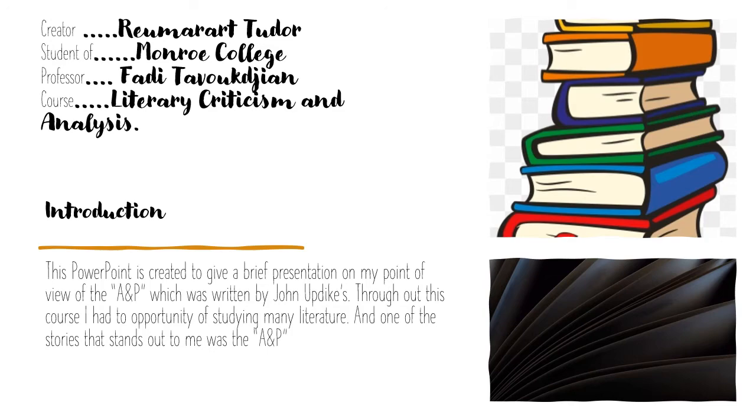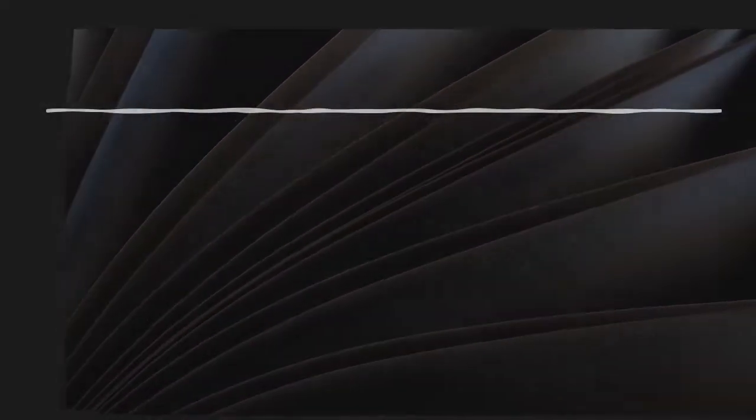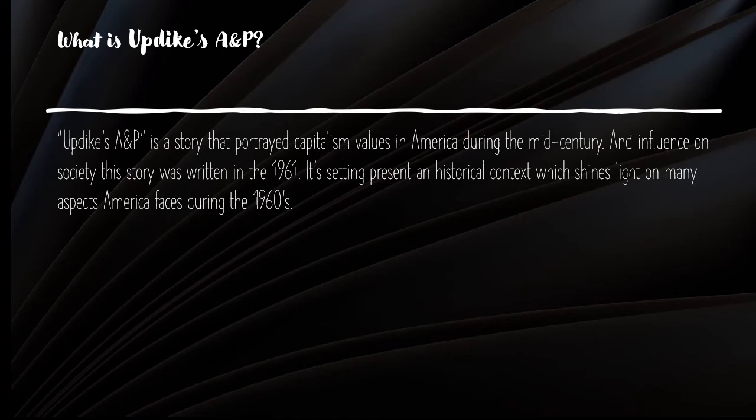Okay, let's look at slide 2. For many who may not have a clue what the story is about, I'm going to jump right in and give a brief summary. The name of the story is Updike's A&P. It is a short story that introduced mid-century America during the Cold War. It was written by John Updike in 1961.